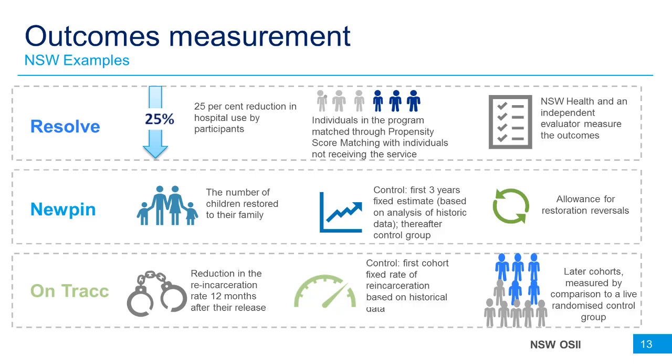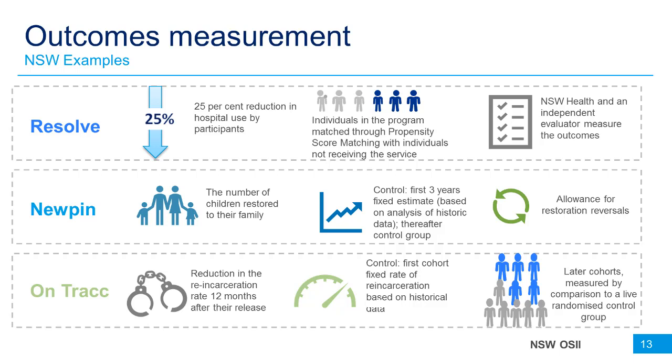In the instance of the on-track program, the primary outcome is the reduction in recidivism and reincarceration within 12 months from a parolee's release. Similarly, we are using a fixed control rate for incarceration based on our very detailed historical data. As we move through the program, the intention is to move from that historical baseline to a measured counterfactual as developed by a randomly selected control group.